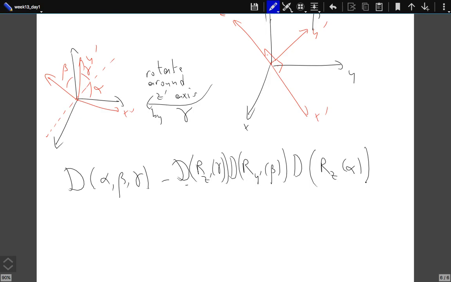Now, of course, there is something that's not so nice over here. You see, if you look at these rotations, these are not rotations around the x, y, z axis. They are rotations around the z prime and y prime. So what we would like to do is rather write them in terms of rotations around the x, y, z axes themselves. So that is the last thing we should do, and then it will be over.